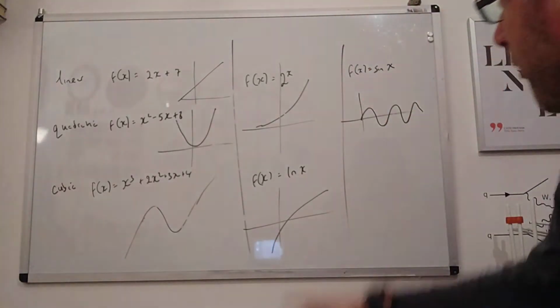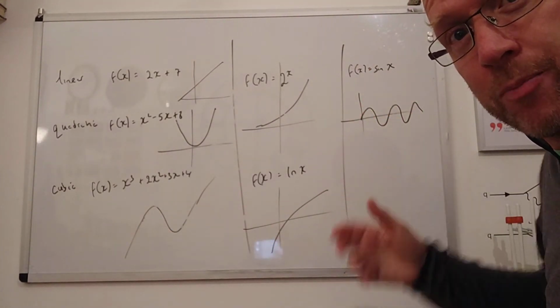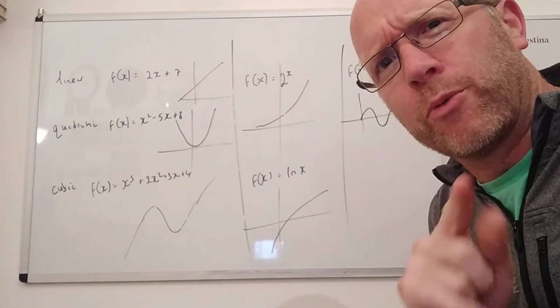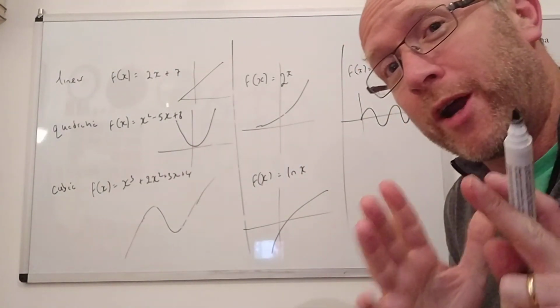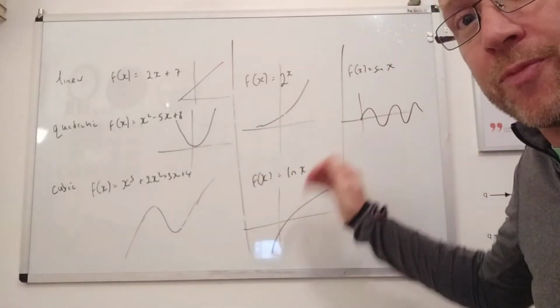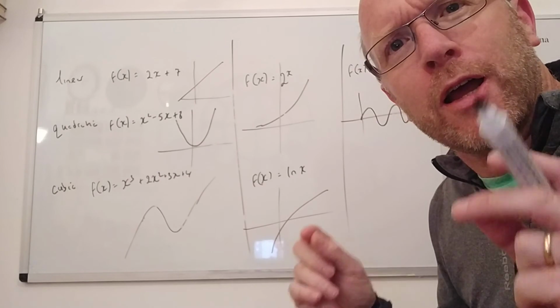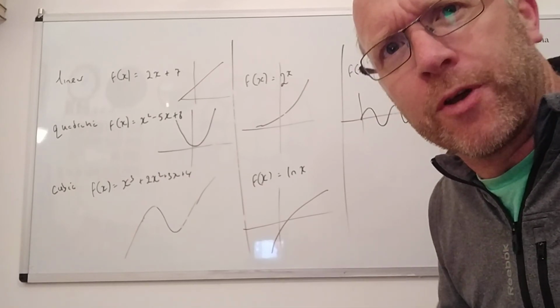So f of x equals sine of x. Cosine of x is a similar shape, and tan of x is a little bit different, but we'll come back to those when we're doing trigonometry. Just be aware they exist, and that you're able to deal with them. So those are the types of functions you need to be able to deal with. We will now look at questions on them. Okay, thanks.